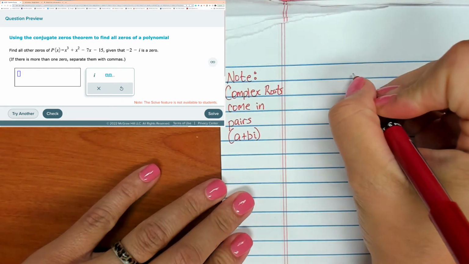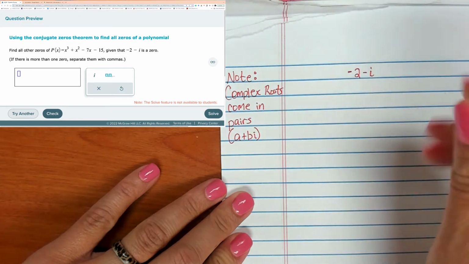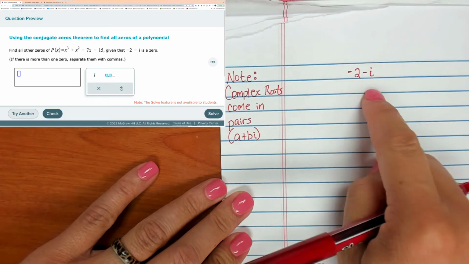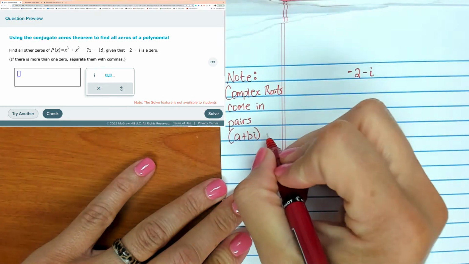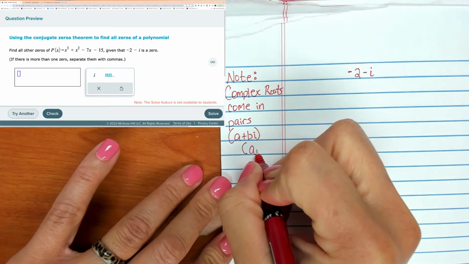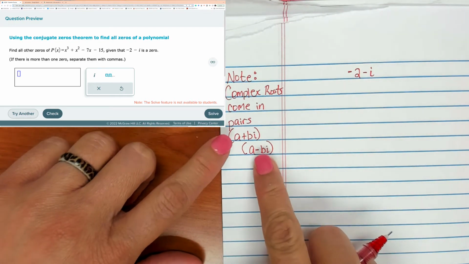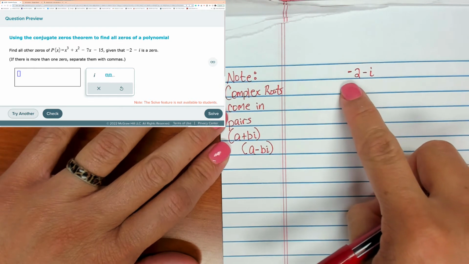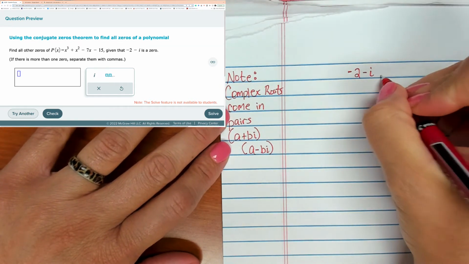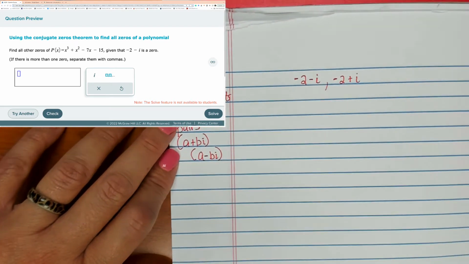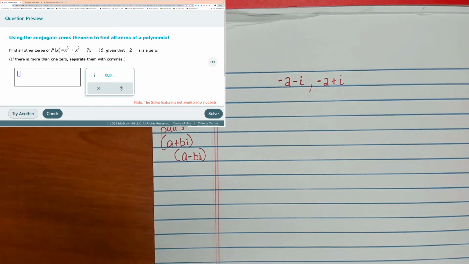So I know that I have a root of negative 2 minus i. If they give me this, then what I know is that I have another root. So if a plus bi is a root, then the other root is going to be a minus bi. It's your conjugate. We've got to remember that word conjugate. So in the case of this root, if negative 2 minus i is a root, then I also know that negative 2 plus i is also a root. So I'm going to slide this over. And that helps me. There's a few different ways we can work this out to find the other root.